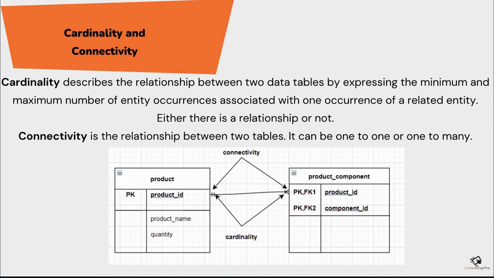Then another concept comes into the picture: cardinality and connectivity. What is it? As a thumb rule, always try to keep the cardinality minimum, which describes the relationship between two tables by expressing the minimum and maximum number of entity occurrences associated with one occurrence of the related entity. That means how many times the value has been repeated. And connectivity is simply the relationship between these two tables. So please try to minimize the cardinality. This is going to help you improve the performance. And I'm emphasizing performance again and again because your Power BI reports should be efficient enough whenever the end user views them. If they take a lot of time to load, that doesn't make any sense. The user is going to get annoyed and won't use it anymore.